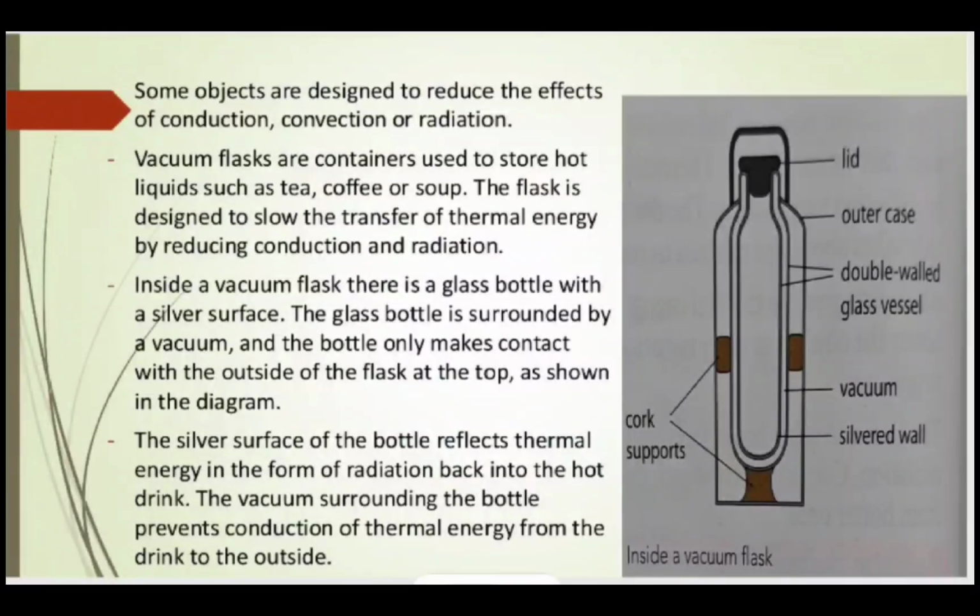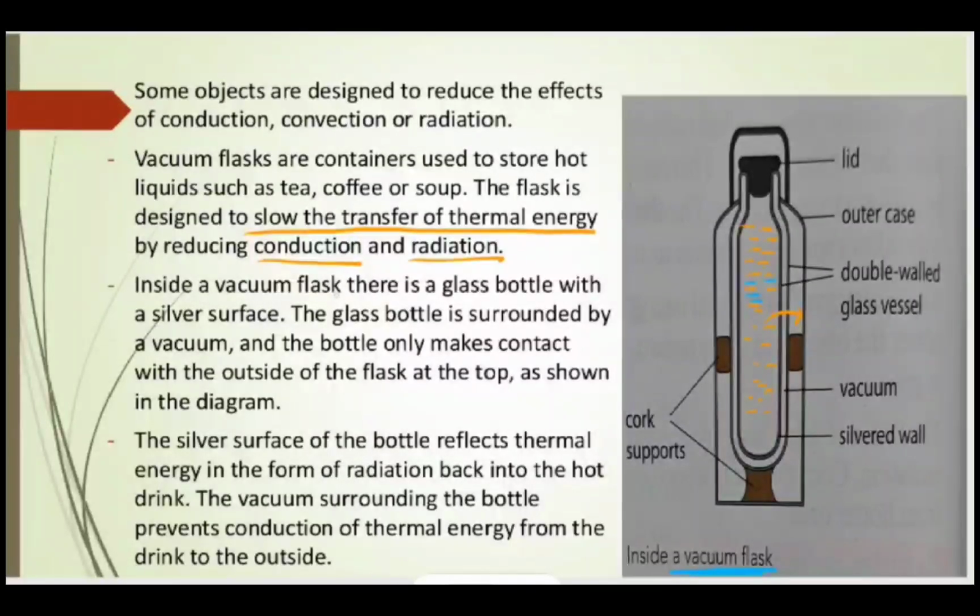Some objects are designed to reduce the effect of conduction, convection, and radiation. The best example is your flask, a thermos, what we call. Let's understand this. This is quite important, children. Vacuum flasks are containers used to store hot liquids such as tea, coffee, or soup. The flask is designed to slow the transfer. If this flask inside is filled up with hot coffee or hot water, they don't want the heat to get transferred easily and this liquid to cool down easily. So it is designed to slow down the transfer of thermal energy by reducing the conduction and radiation.